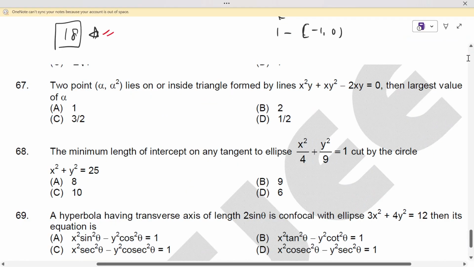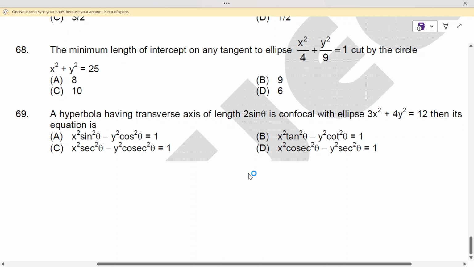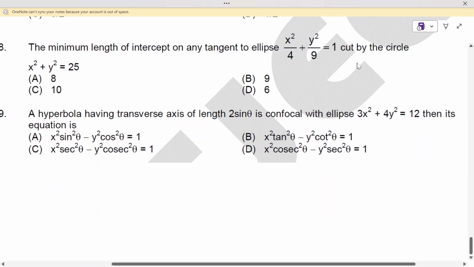Let us start with the 68th problem. It says the minimum length of the intercept of any tangent cut by the circle. So any tangent which is getting intersected by the circle, the minimum length of that intercept I have to calculate.